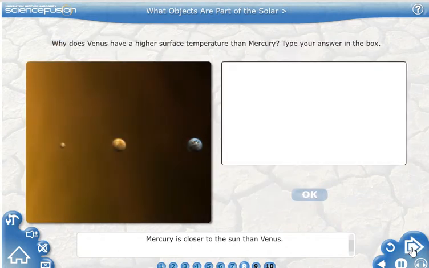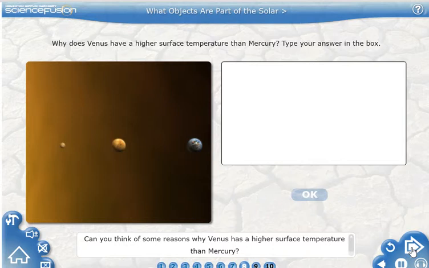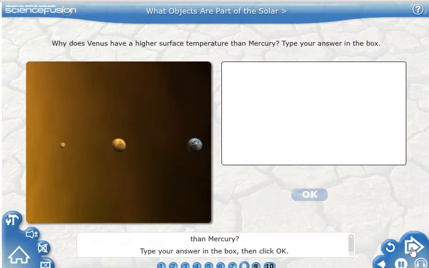Mercury is closer to the Sun than Venus. Can you think of some reasons why Venus has a higher surface temperature than Mercury? Type your answer in the box, then click OK.